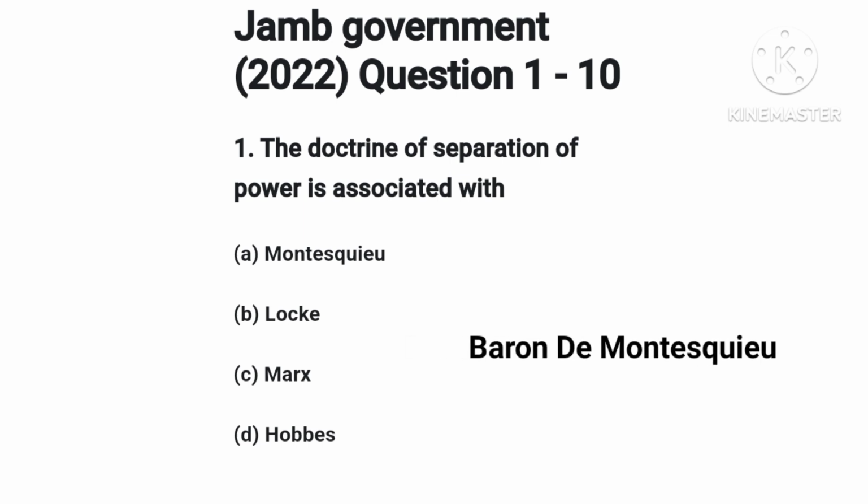His full name is Baron de Montesquieu. He's the person that is being associated with the doctrine of separation of powers.